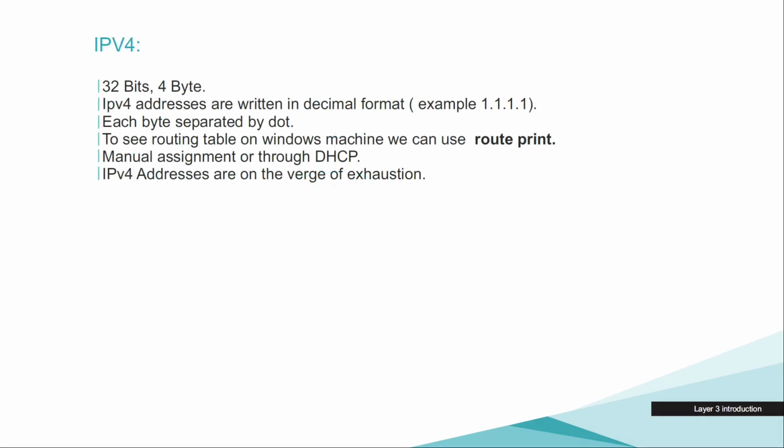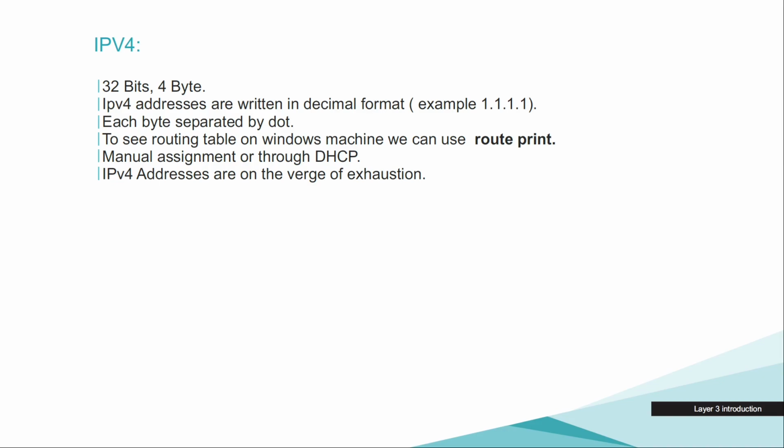Most of the forwarding in the network will be based on IP version 4 or IP version 6. So let's start with IP version 4. IP version 4 is written in 32 bits or 4 bytes. The IP version 4 is written in decimal format, for example, 1.1.1.1, each byte separated by a dot. We can see the IP version 4 in the routing table. You can also open the CMD and enter the command route print. This will show you the routing table on your Windows machine.